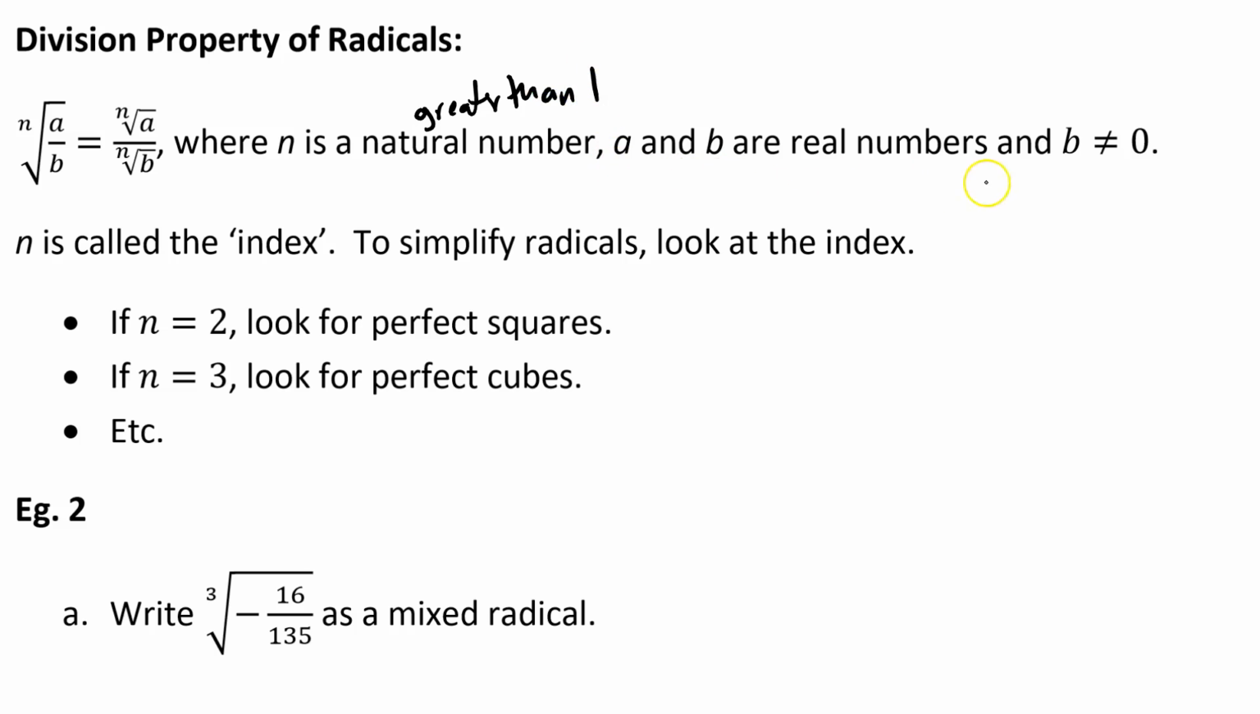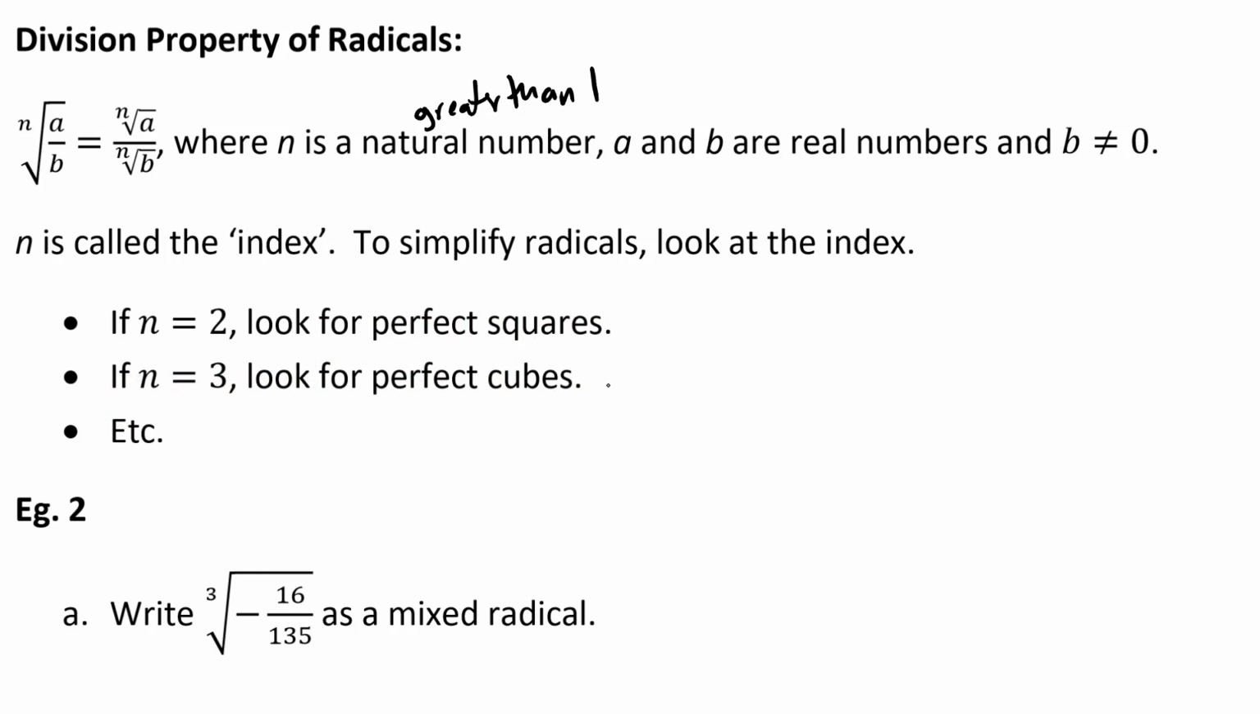And a and b are real numbers, so they can be a decimal, a fraction, or an irrational number, and b can't equal 0 because you can't have division by 0, or zeros in the denominators. So n is called the index. To simplify radicals, look at the index. If n equals 2, look for perfect squares. If n equals 3, look for perfect cubes, etc.